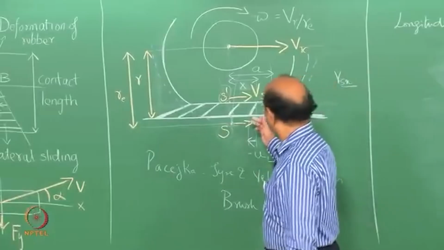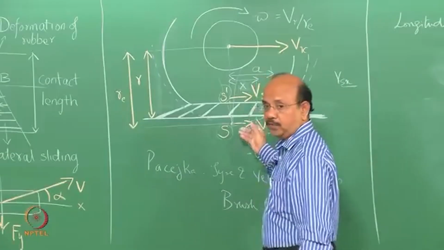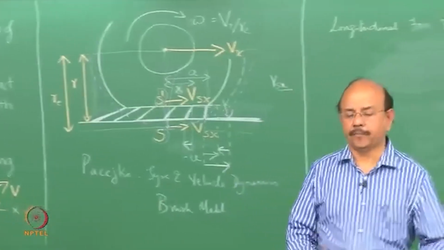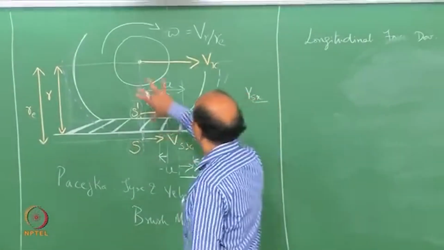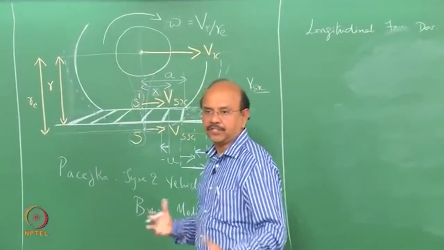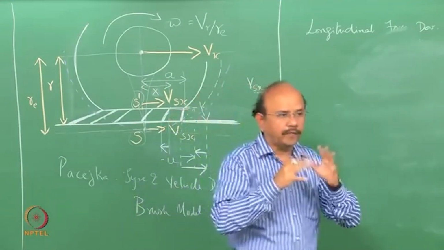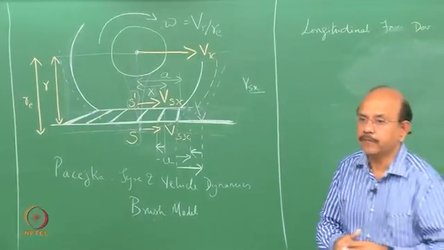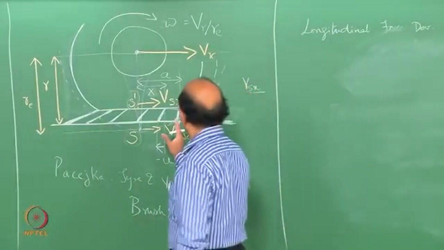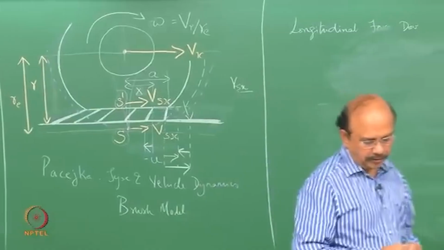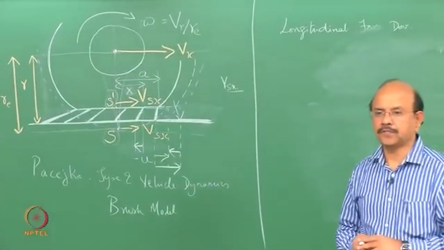There is a difference between the two. What is sticking to the ground is going to move with the velocity of the ground, and what is sticking to the base is going to move with the tangential velocity of the tire. Since these two are going to be different in braking, there is going to be a deformation of these bristles. That is what we said first, that we are going to look at the deformation of the bristles.